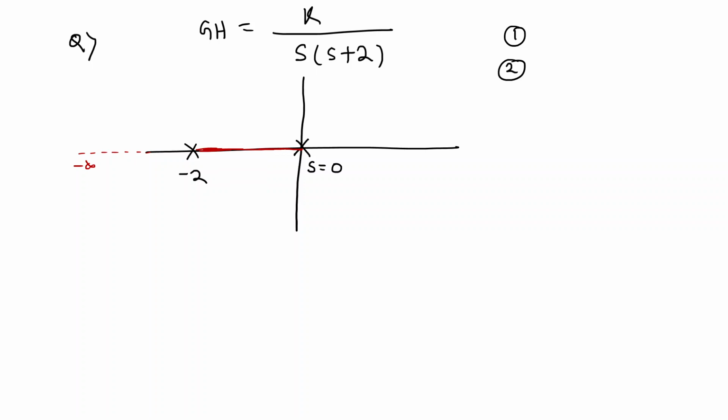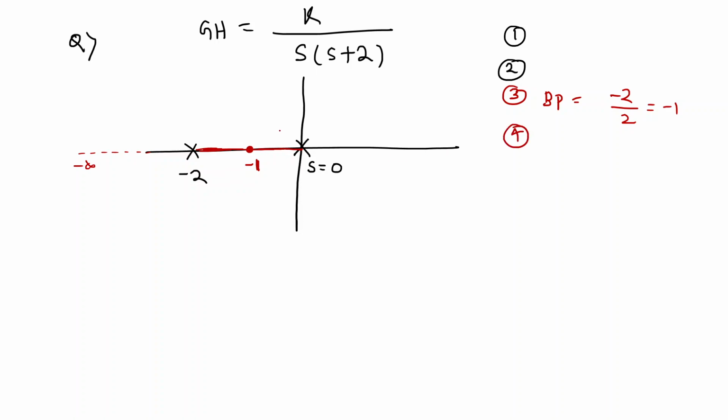Then you are required to find out the breakpoint. What is that breakpoint? Summation of the real part of poles: minus 2, and zero, divided by number of poles, which is 2. So the breakpoint is minus 1, right? So look at that breakpoint here. This is the breakpoint, minus 1.